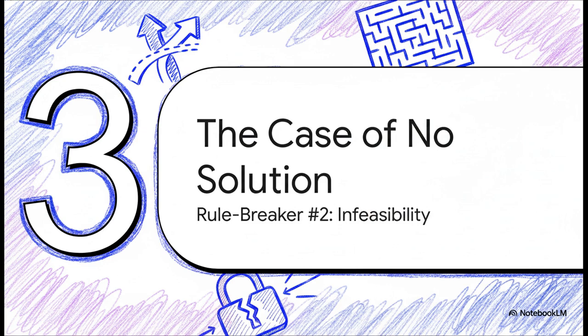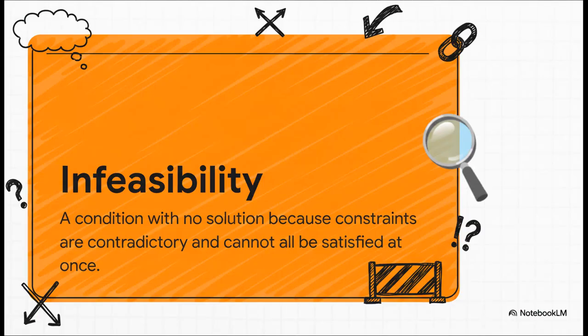So, we just went from having infinite best answers, and now we're going to swing to the complete opposite extreme. What happens when there are no answers at all? This is our second rule breaker, infeasibility. Infeasibility is what happens when your rules are at war with each other. You've set up a bunch of constraints that are so contradictory, it is mathematically impossible to satisfy all of them at the same time. There is no common ground, and because of that, there's no solution.